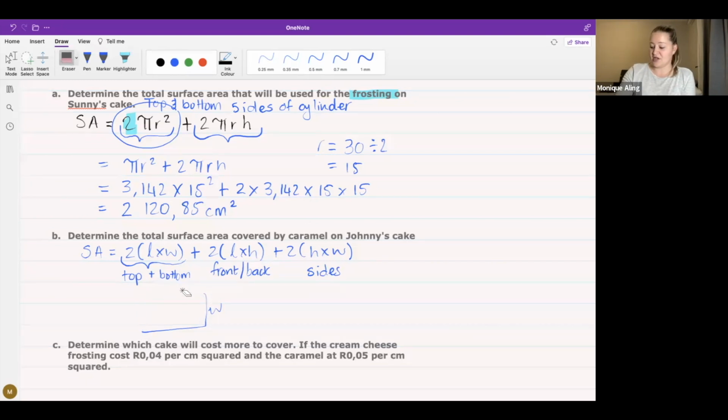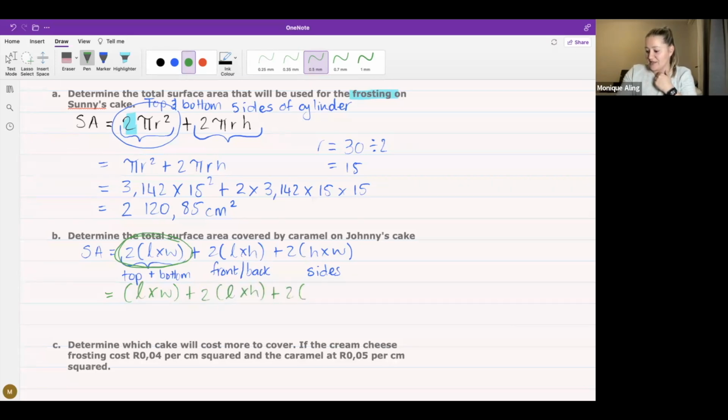So now I need to adjust this formula to account for the fact that the icing is not going to be at the bottom of the cake. So that means it's going to change the first part because it's not at the bottom. So instead of saying 2 times length times width, it's just 1 times length times width because it's just the top. The bottom is not going to have icing, so there's no surface area to work out there. So it just becomes length times width plus 2 times length times height plus 2 times height times width.